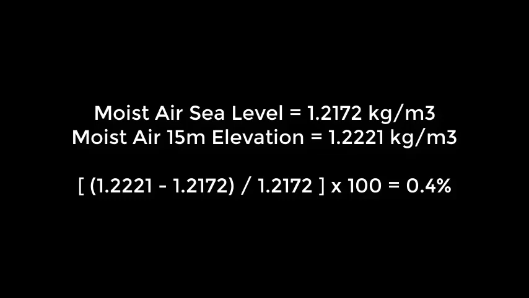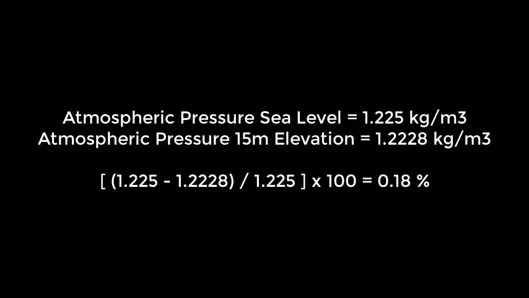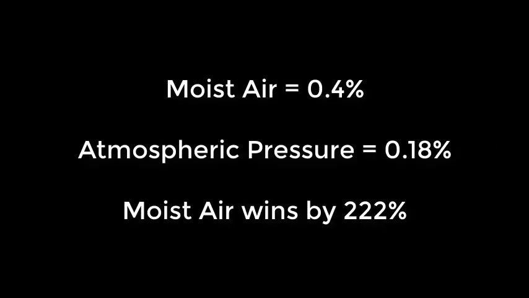So here are the results. The moist air gradient will result in a 0.4% change in the air density from 0 meters to 15 meters elevation. The atmospheric pressure will result in a 0.18 change in air density from 0 to 15 meters elevation. So the clear winner is the moist air gradient, but by how much? Well, the percentage difference is the moist air gradient will have a 222% greater impact on air density than the pressure gradient.